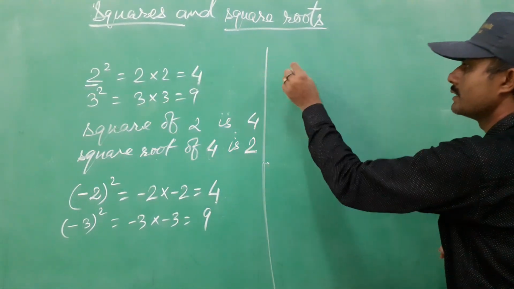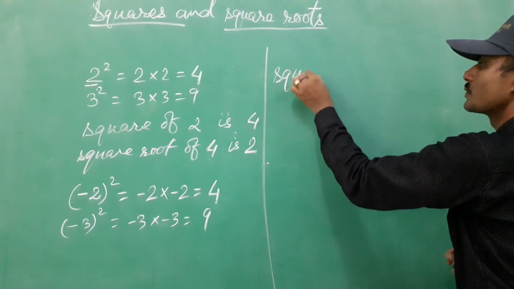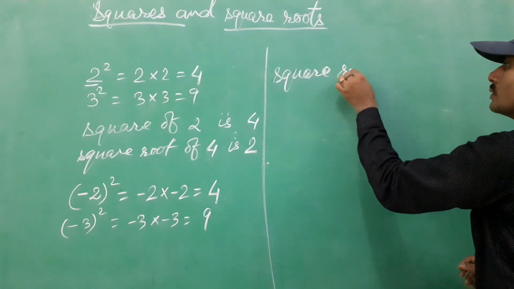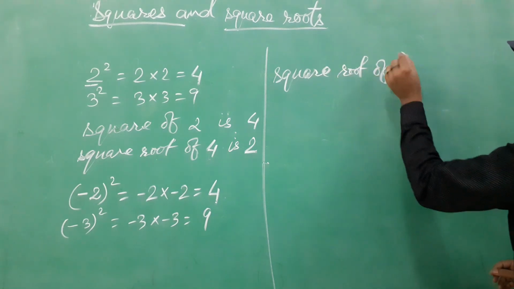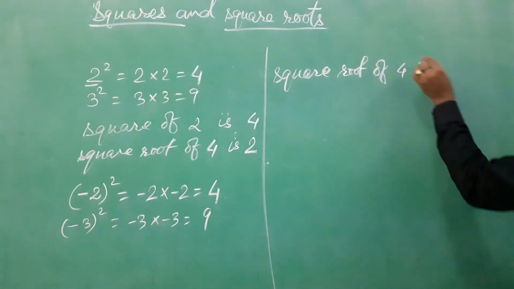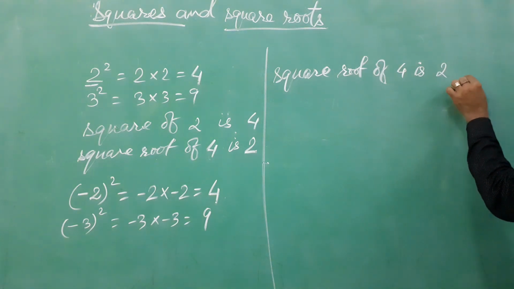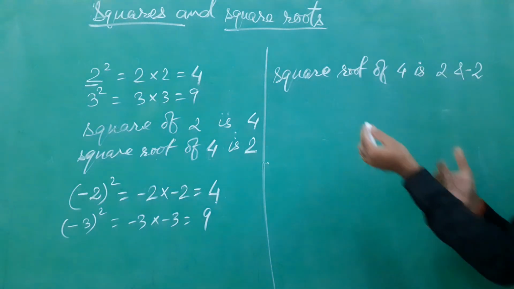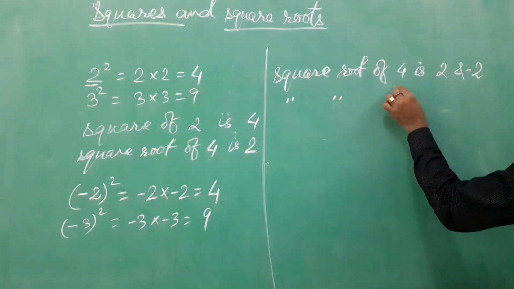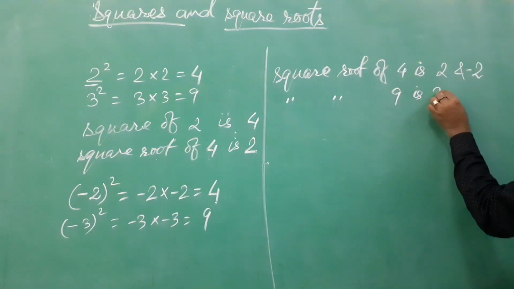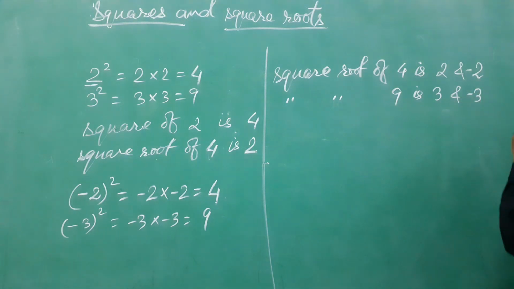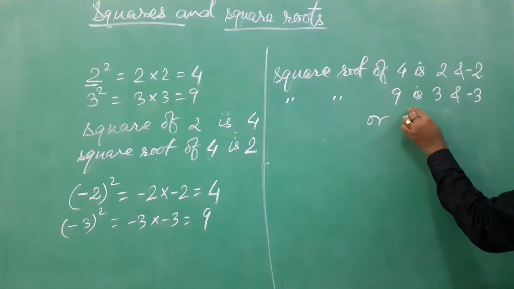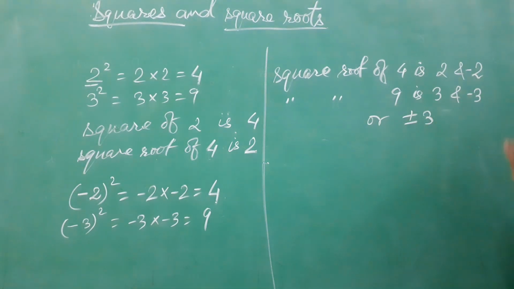Hence we can write square root of 4 is 2 and minus 2. What about the square root of 9? Square root of 9 is 3 and minus 3, or directly plus minus 3. We can write this also.